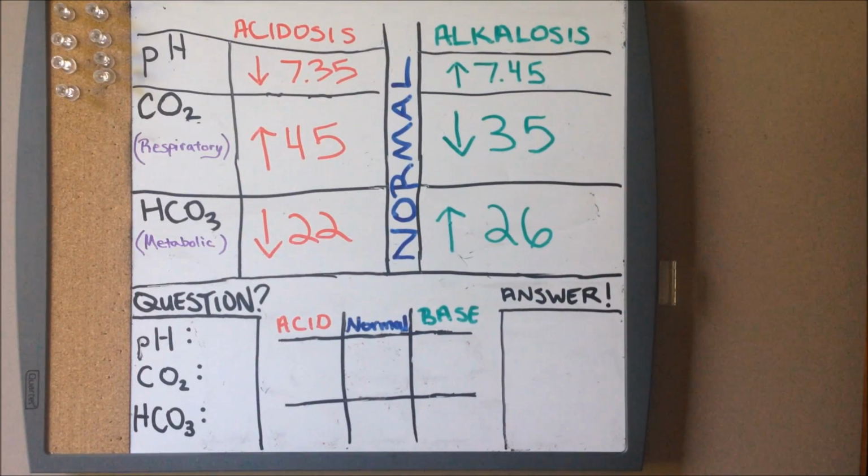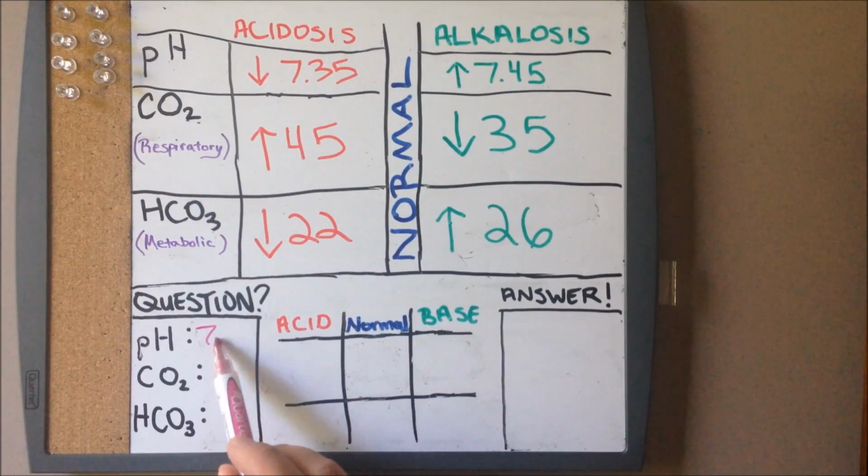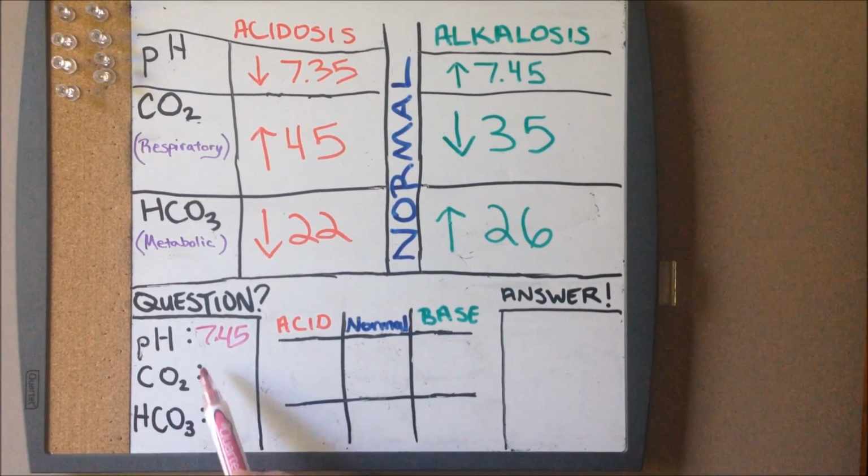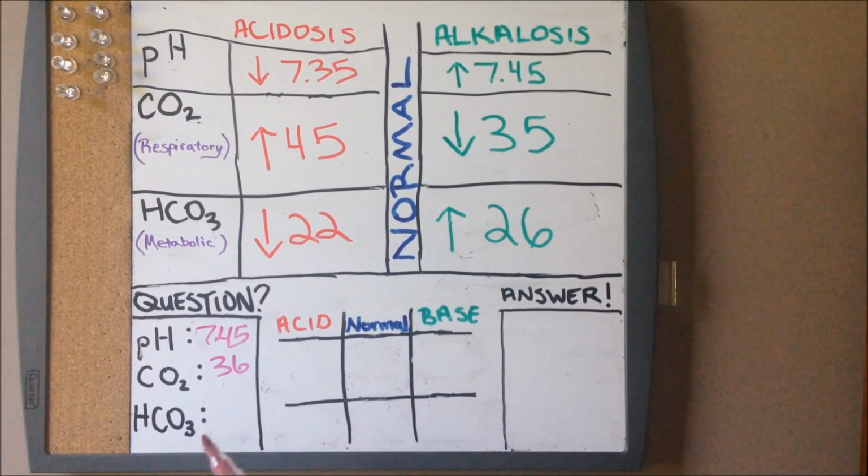Now for this next one, what I want you guys to do after I give you the question information, I want you to pause the video and try and do it yourself. And whenever you're done, go ahead and press play and see if you got it right. For this one right here, this is question number 5. What we have is a pH of 7.45. We have a CO2 level of 36, and we have a bicarbonate level of 25. Go ahead and press pause and come back in 2 seconds and let's see if you got it right.